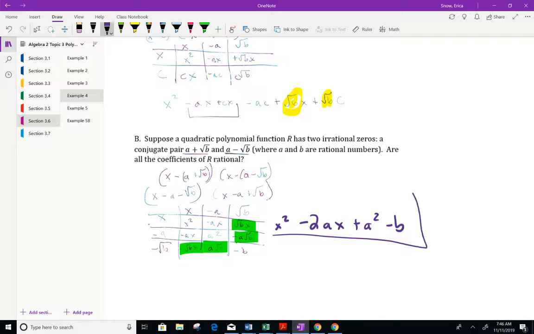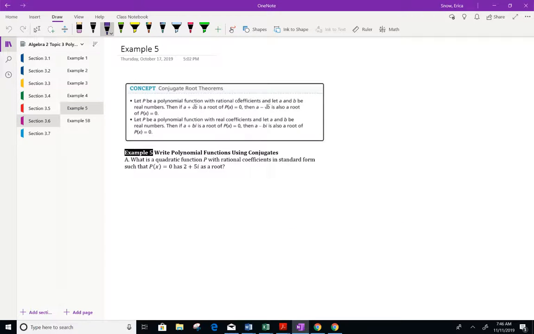But all of these are rationals. And so if you have conjugates, you're going to have rational coefficients. So this takes us to the conjugate root theorem. And what it says is that if you have a polynomial with all real coefficients and you have an irrational root, then the conjugate of that irrational root is also a root.